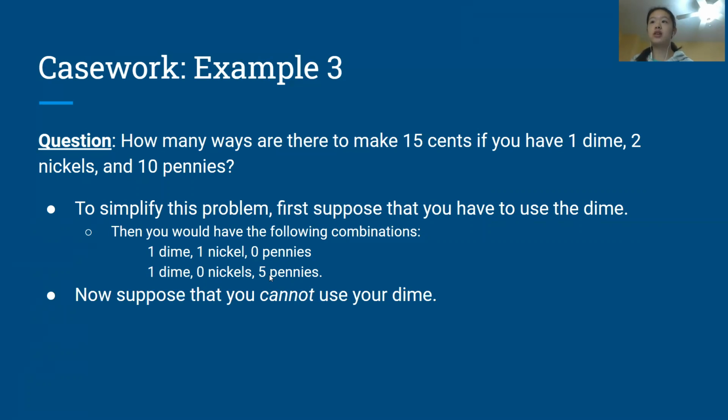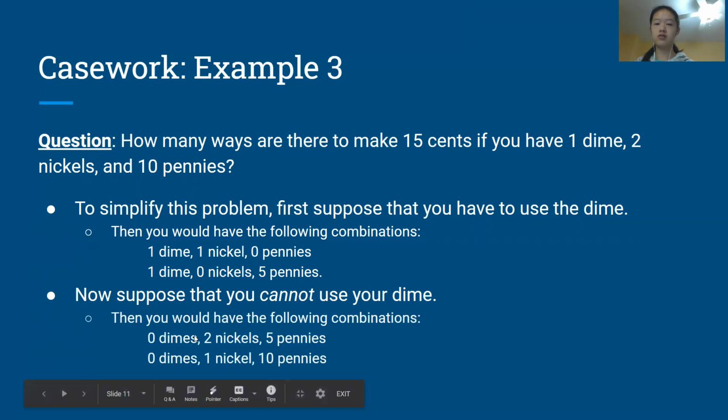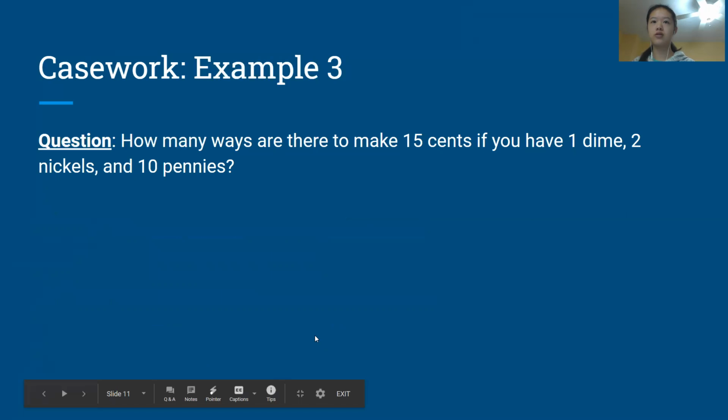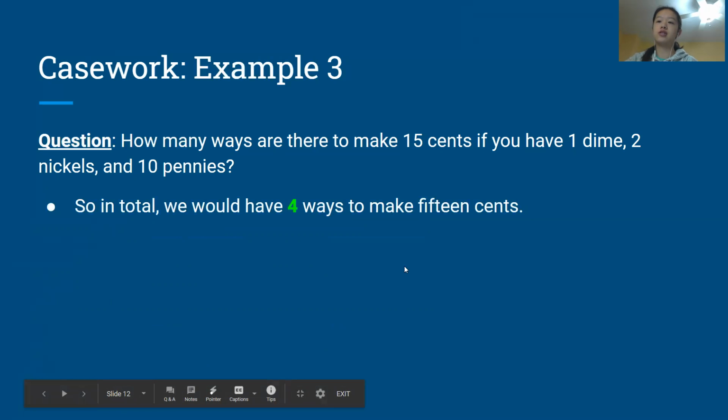Now, let's say we can't use the dime because in this problem, you either use the dime when making 15 cents or you don't use the dime when making 15 cents. By splitting the problem into 2 separate parts, it's easier to solve. So anyway, picking up where we left off. If we cannot use our dime to make 15 cents, then we could use 2 nickels and 5 pennies to make 15 cents, or we could use 1 nickel and 10 pennies to make 15 cents. So in total, we have 4 ways to make 15 cents.